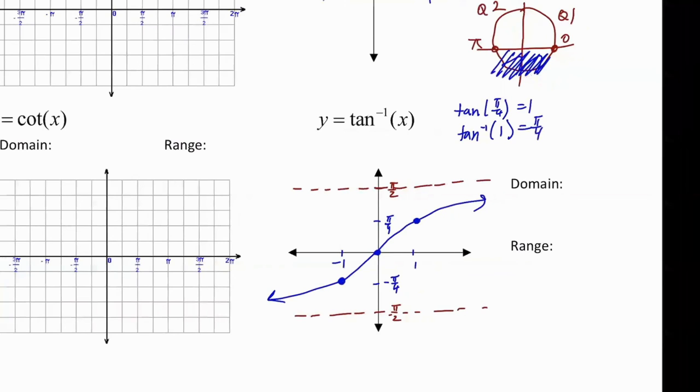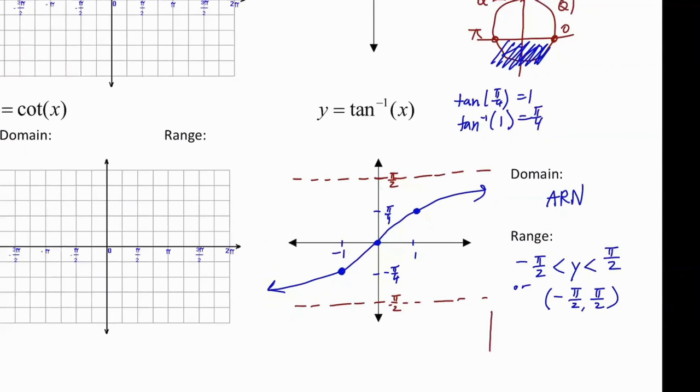Okay, so domain of inverse tangent is all real numbers. Range is going from negative pi over 2 to pi over 2, but notice that pi over 2s are not included. There's no equal sign there, right? So then interval notation looks like this. Doesn't matter which way you write. And then on a unit circle, that means your answers are going to be between pi over 2 and negative pi over 2, but those are not included. So quadrant 1 and quadrant 4 are going to be your answers for inverse tangent.